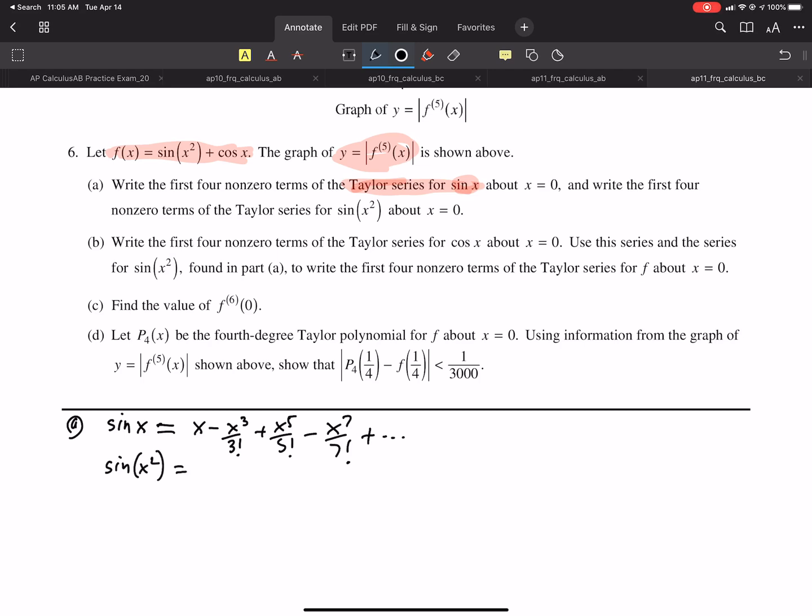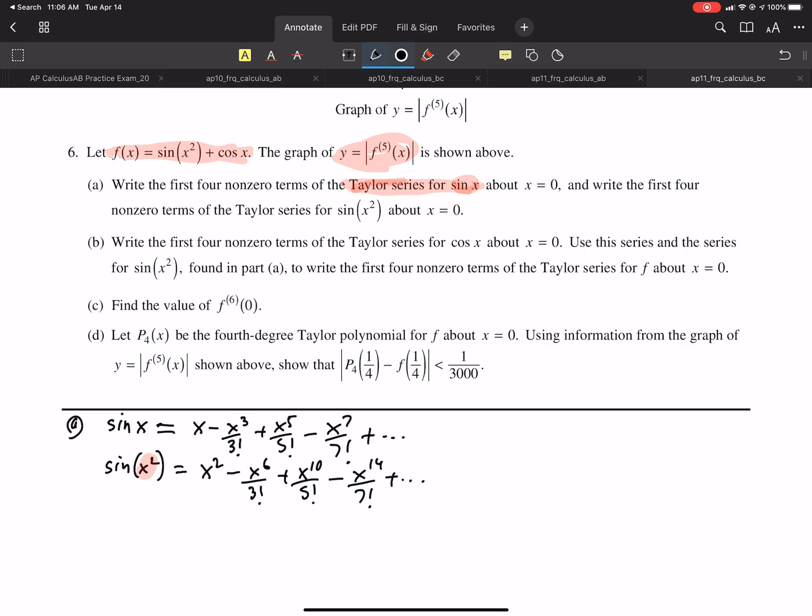Then they ask for sine of x squared. So again, this is one of the 5 things you can do to Taylor series. If you're given a series, you can do a composition. They're just saying instead of x, you replace with x squared. And so all you do is replace all the x's in the previous one with x squared. So we get x squared, x to the 6th, x to the 10th, x to the 14th. And we're done. That's part A.